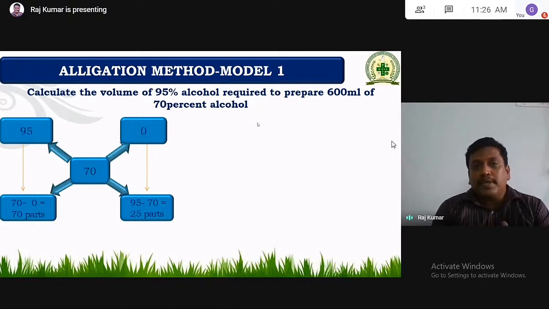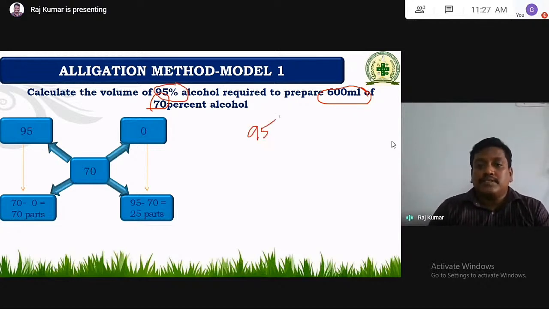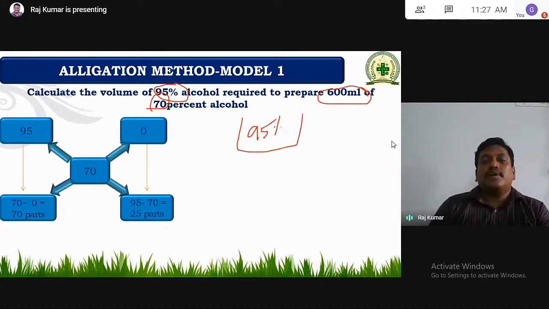You have to prepare 70% alcohol here. How much do you have to prepare? You have to prepare 600 ml. You are having 95% alcohol with you, and from this, you have to prepare 70% alcohol.